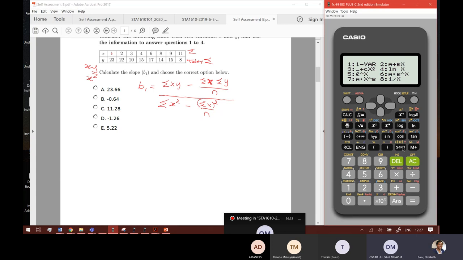Are you on WhatsApp? Yes, I am. On our WhatsApp group, can you take a picture of your calculator and post it there? I will check on it later and then I will help you with the steps. But for now, let us continue with this exercise. After this exercise, I will check the picture on WhatsApp. Okay, no problem. Post it there now.